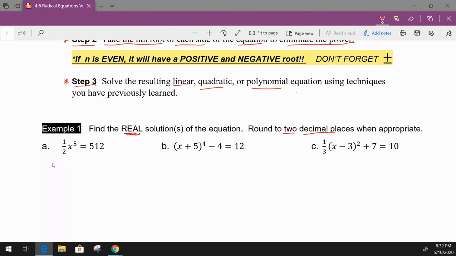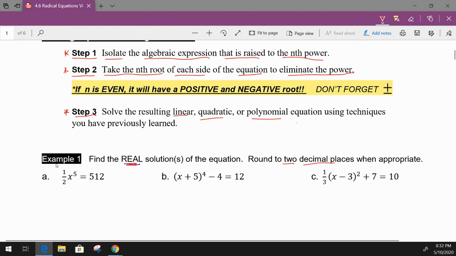Okay, so this first example, if I look at step 1, it says isolate the algebraic expression that's raised to the nth power. What does that mean? So the x is the part that's being taken to the 5th power, not the 1/2, which means we need to isolate this x to the 5th power. So to do that, we're going to multiply by the reciprocal of 1/2, which is 2/1, and we're going to do that to both sides of the equation. 2/1 is the same as just 2, so you don't have to write 2/1.